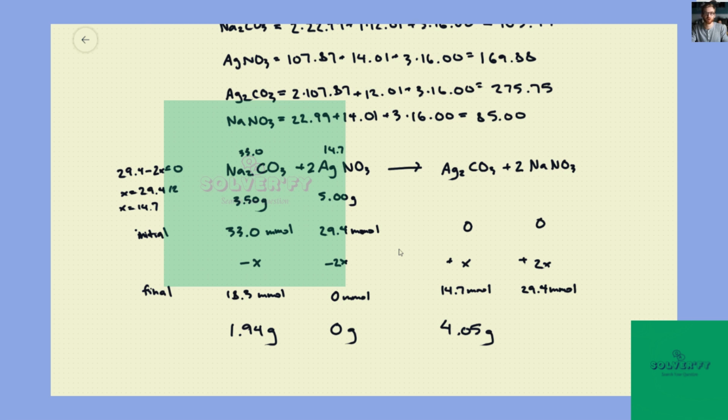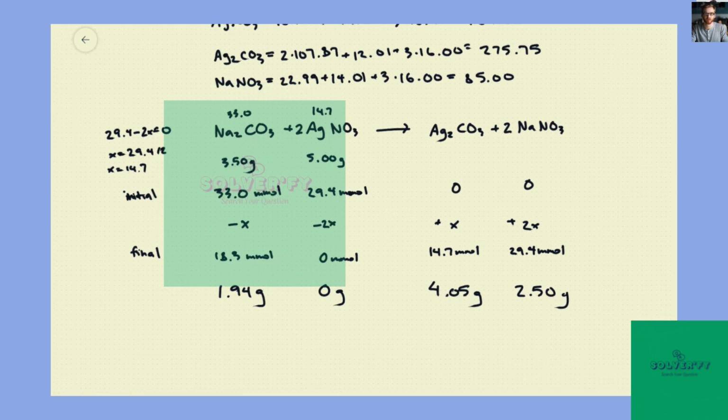And finally, 29.4 times 10 to the negative 3 times 85 grams per mole, 2.50 grams. Okay? So if we were to summarize our answers, sodium carbonate, we get 1.94 grams left after reaction. We have 0 grams of silver nitrate left. We have 4.0 grams of silver carbonate formed and 2.5 grams of sodium nitrate formed. And that's the reaction.